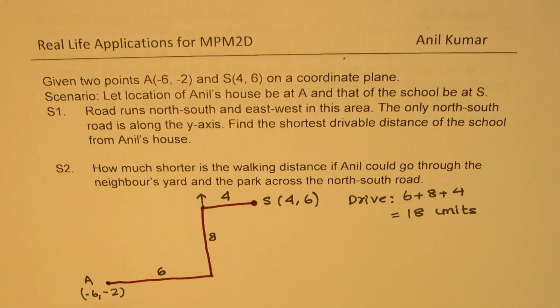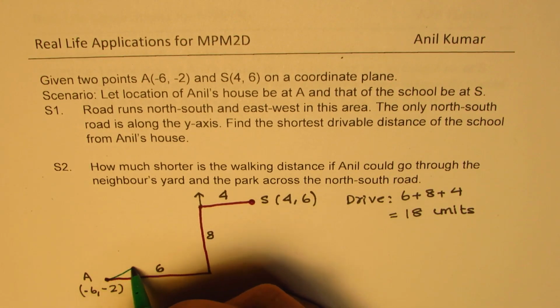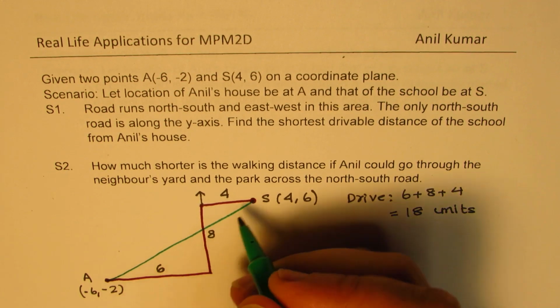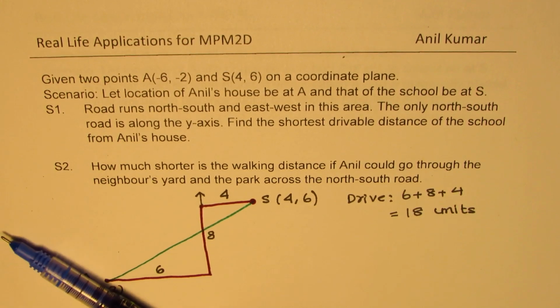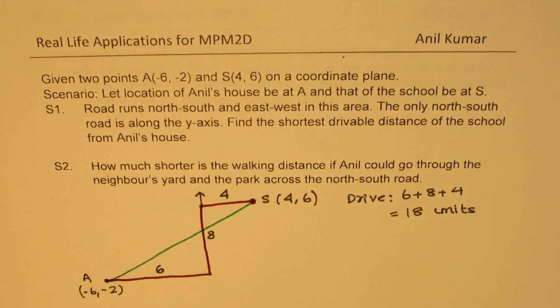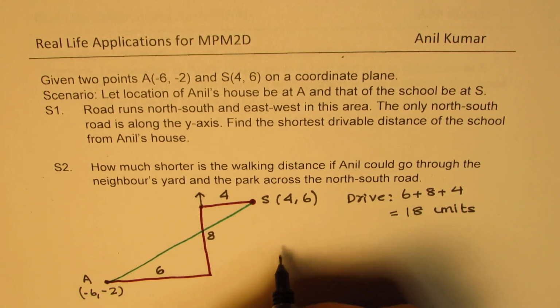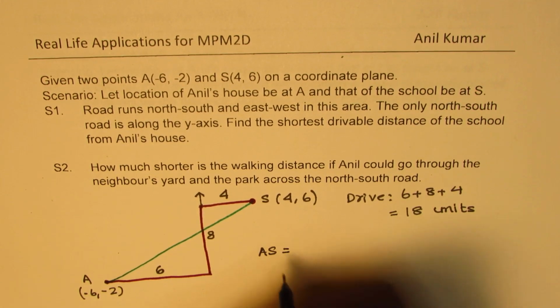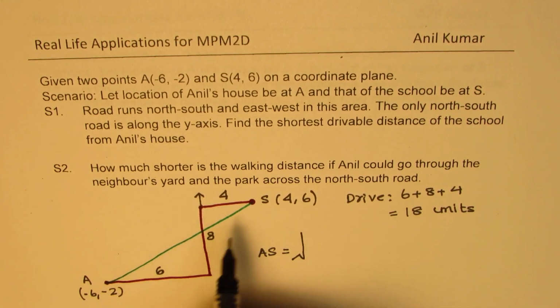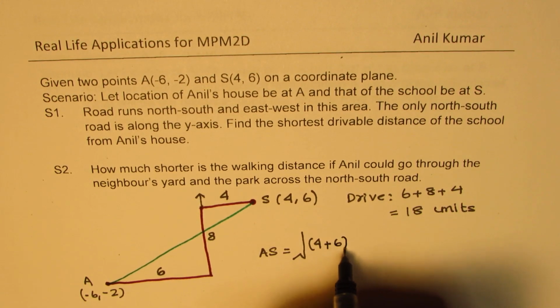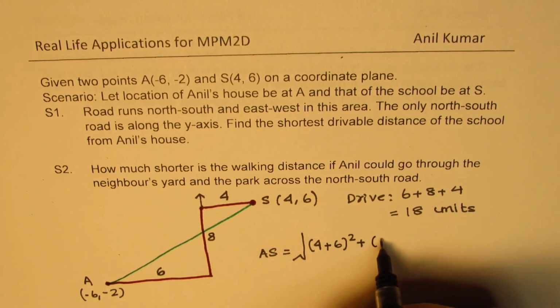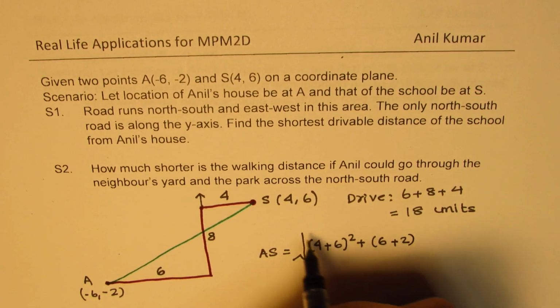Now you need to find the shortest distance between these two. This is a very important question, especially when the coordinates are not given to you, right? Imagine I don't give you the coordinates, but I'm giving you these distances. How will you do it? I'll show you that method. However, in your case, you can always say the distance from A to S is equal to the square root of the sum of squared differences, right? So you get (4 - (-6)) squared, that is plus 6 whole squared, plus (6 - (-2)), which becomes 6 plus 2, right? Okay, and that's it.